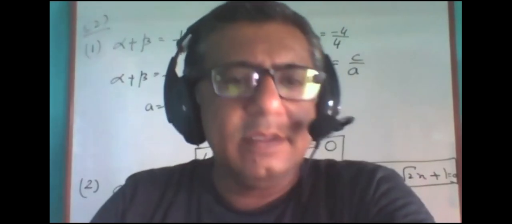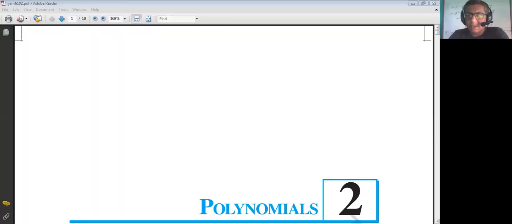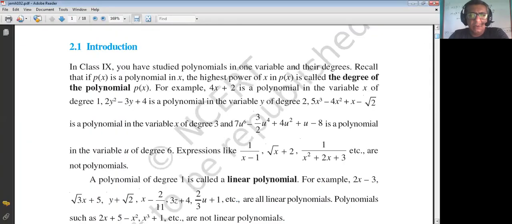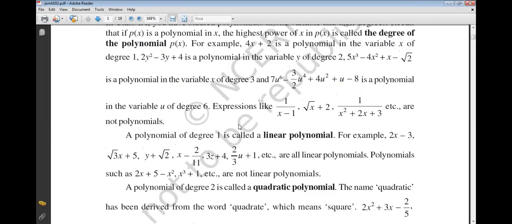So we are learning maths, chapter 2, standard 10 maths, chapter 2, polynomials. And in that, up till now, we have covered in the session, on the screen, the first topic which we covered from the text: what is a polynomial. We understood about the degree of the polynomial. The highest power of x in p(x) is called the degree of the polynomial.